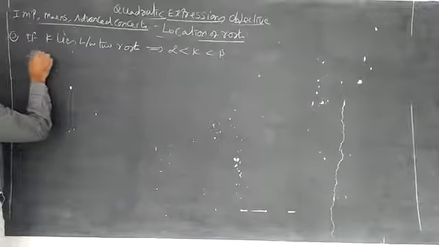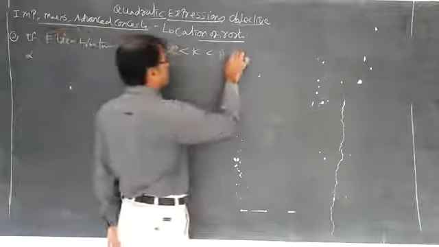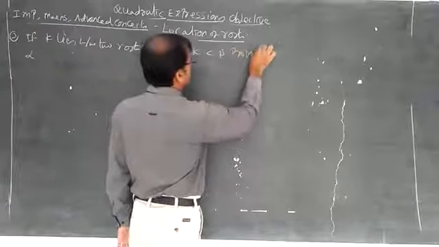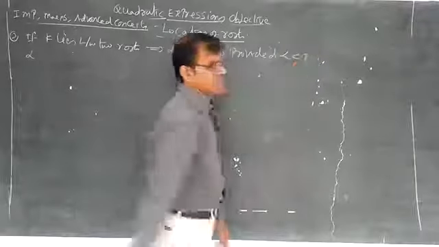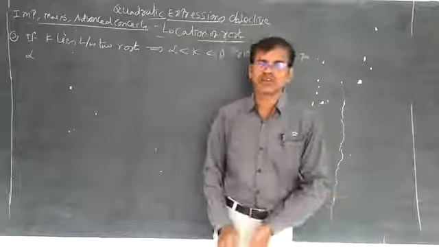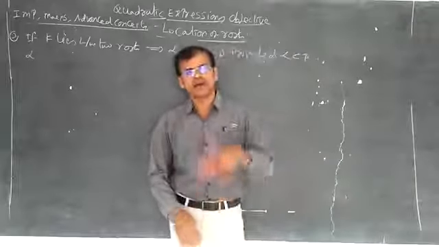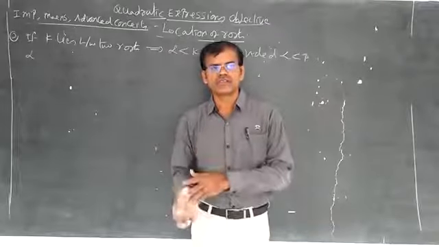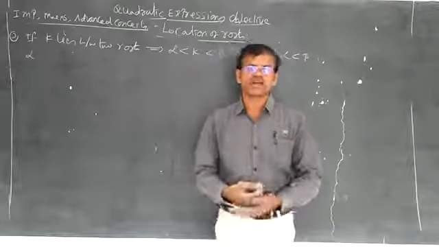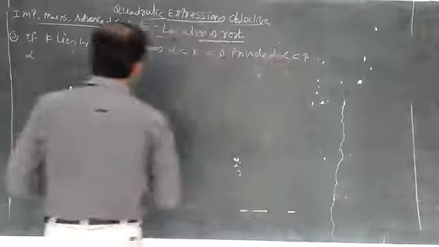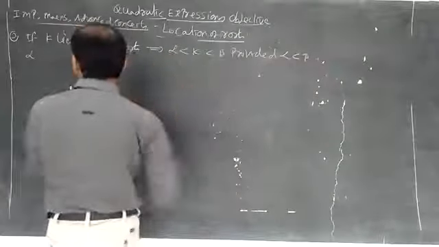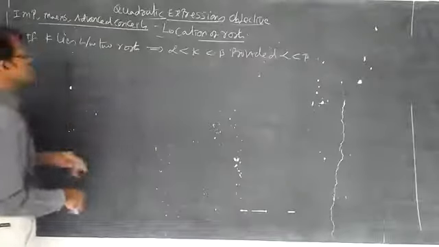Now we can write here, provided alpha less than beta. Of course, whenever distinct roots are there for a quadratic equation, one root should be less than the other root. If alpha is greater, beta is less; if beta is greater, alpha is less. Like that, we have provided here alpha less than beta. In a similar way, alpha less than k less than beta means k lies between the two roots.